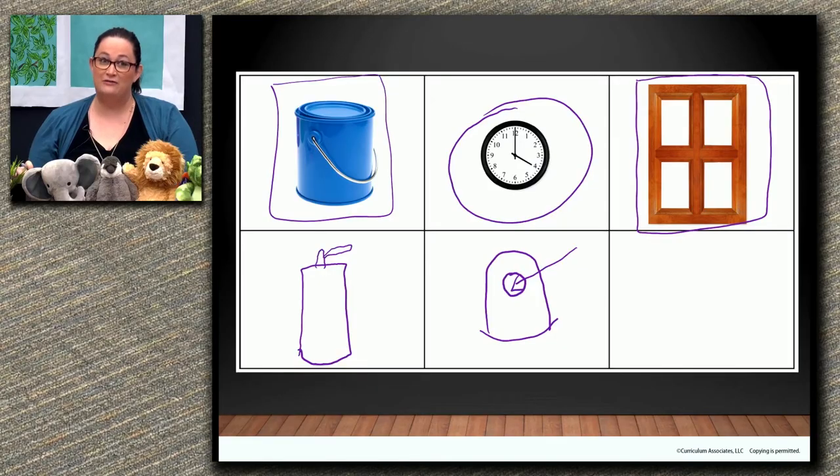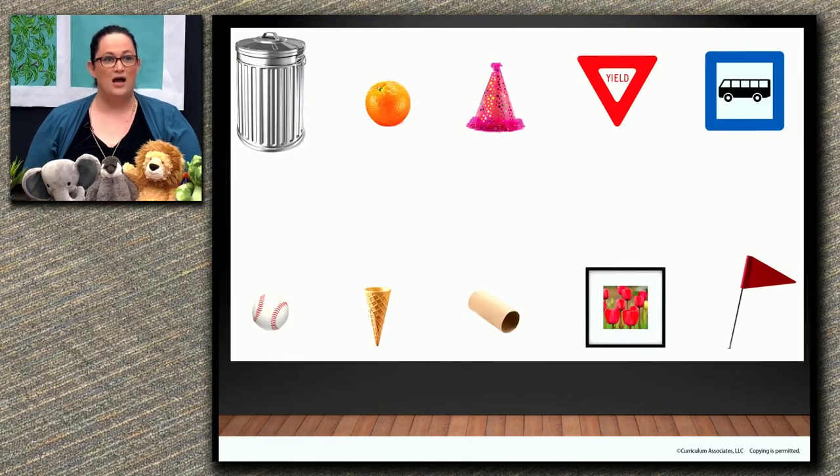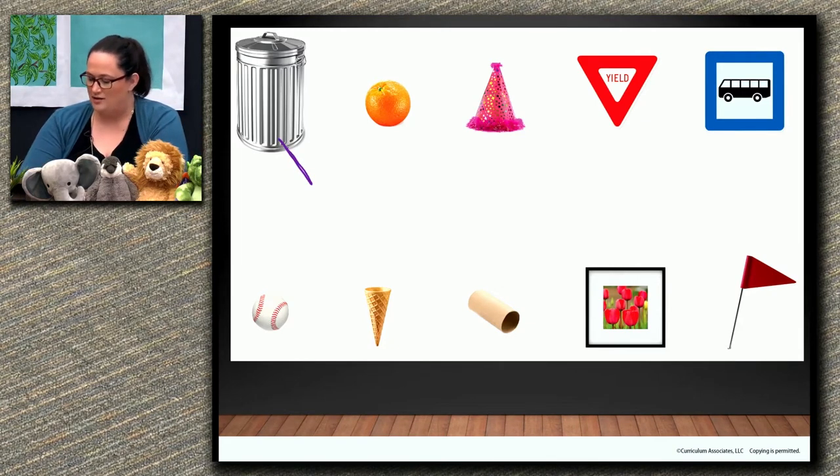Okay, friends, did you find rectangles where you are? Great job. Now, we're going to do a matching game. I'm going to tell you the shape on the top, and you're going to tell me what shape I need to draw a line to that's the same shape. So, this is a cylinder. It's a garbage can. What other cylinder is there in this picture?